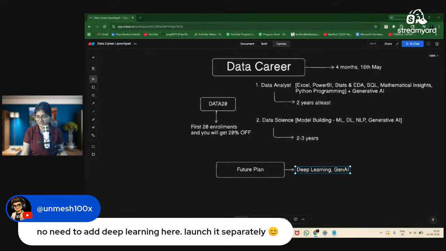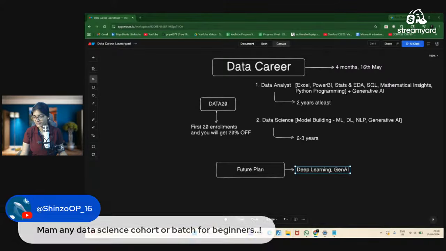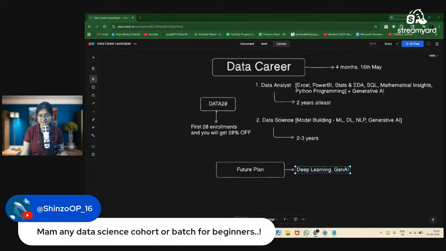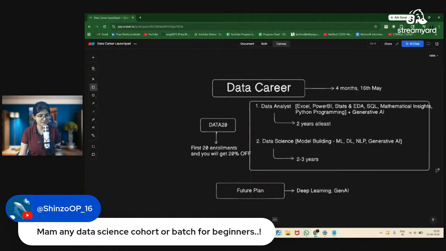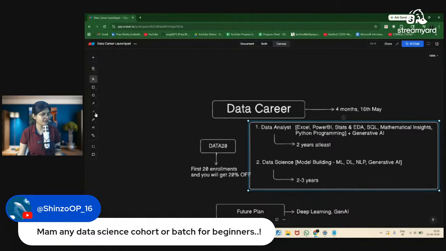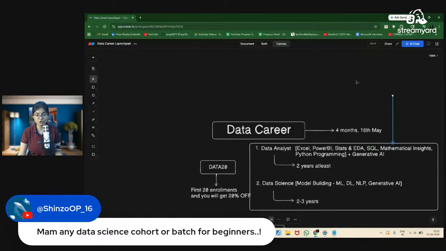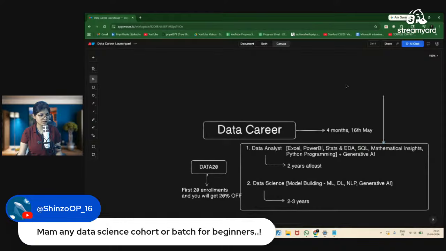Yes, Umesh, that's the plan, as I have mentioned. Data science cohort or batch for beginners. See, this specific plan, which I have just now discussed, is for beginners only. Let me tell you who the audience for this specific batch is. Ideally, who should enroll in this specific course? Anyone who is preparing for data analyst jobs, anyone who is a fresher and preparing for data science specific jobs.